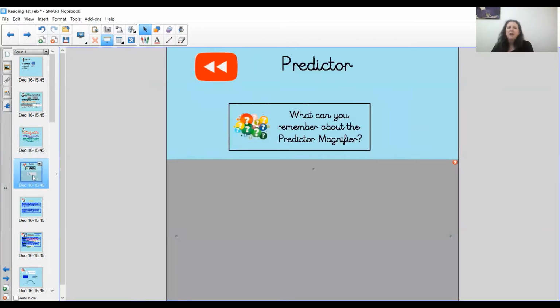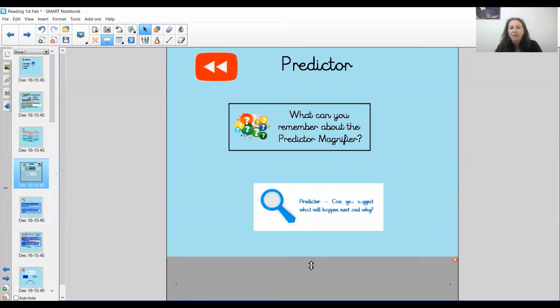What I want you to do is just have a little bit of a rewind. Okay, we said that we were going to be predicting. So what can you remember about the predictor magnifier? Okay, what colour is it? Okay, hopefully you will have remembered that the predictor magnifier is the blue magnifier, and it says, can you suggest what will happen next and why?